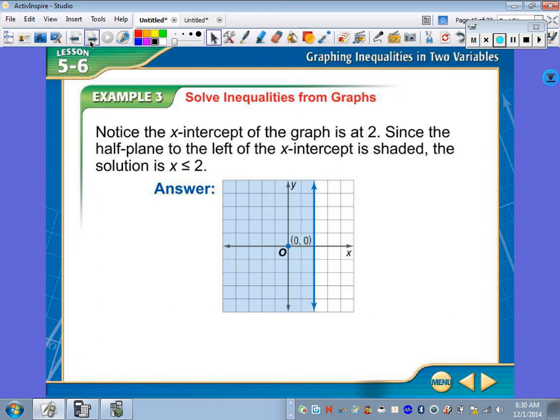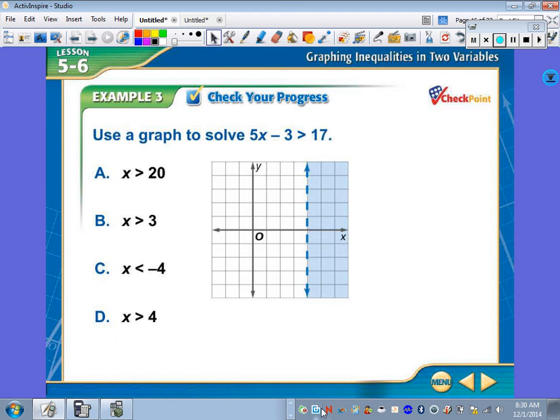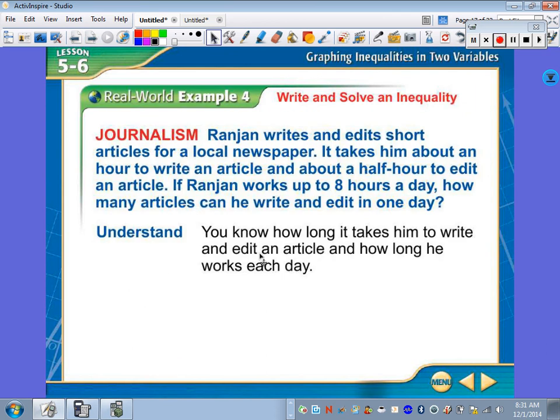Now this one is a word problem, and it's not super long, but I'm going to walk you through it real quick. He writes and edits short articles for a local newspaper. It takes him about an hour to write an article and about half an hour to edit an article. If he works up to 8 hours a day, how many articles can he write and edit in one day? So you want to know how long it takes him to write and edit an article and how long he works each day. You have to know that up front.